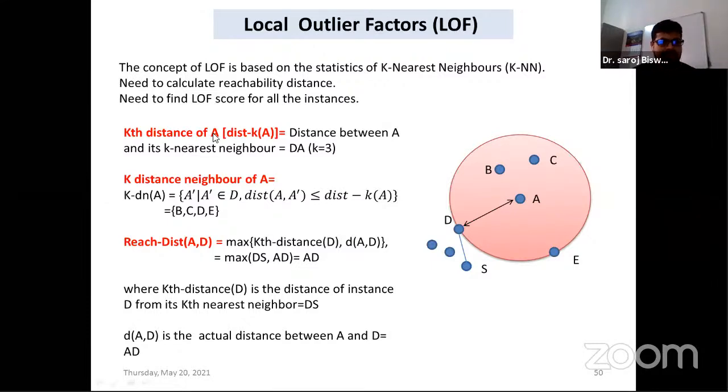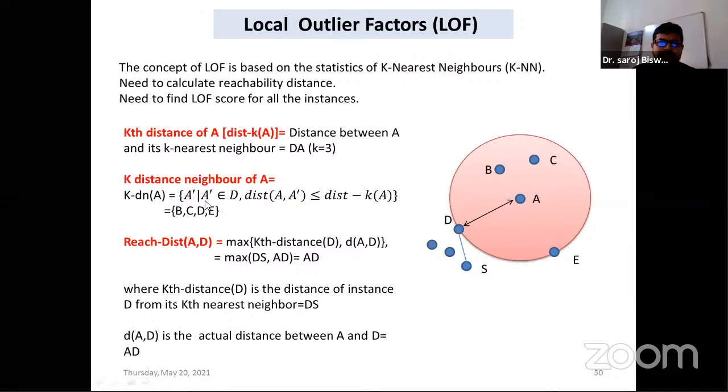After the kth distance, the next definition required is called the kth distance neighbor of A. The kth distance neighbor means: within the kth distance, how many nearest neighbors of A are there? That is calculated by this equation, and it is represented by KDN of A, the k distance neighbors of A. Here, A bar belongs to D, where D is the set of k distance nearest neighbors of A. Say, for example, this is the set, and our objective is to find this set.